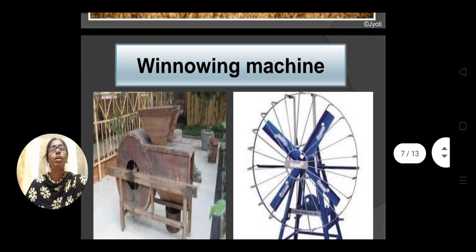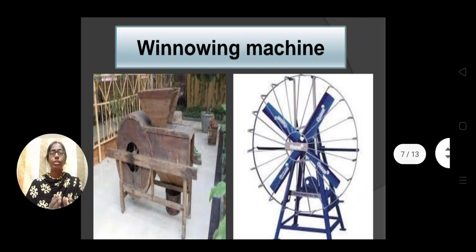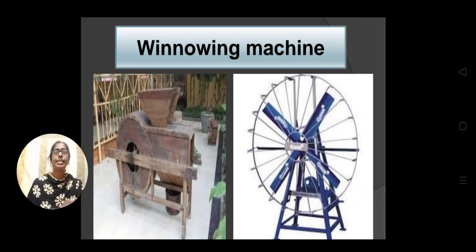What is winnowing? Now the chaff and the seed have been separated, but they are staying together. What is the next step? To remove the chaff from the seeds, because we have to collect the seeds only. We don't need the chaff, and chaff can be used for some other purpose. So this removal of chaff from the seed is called winnowing.